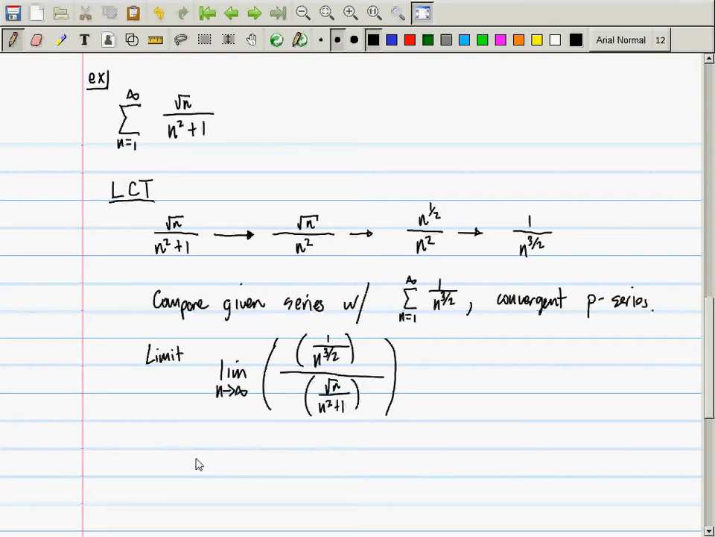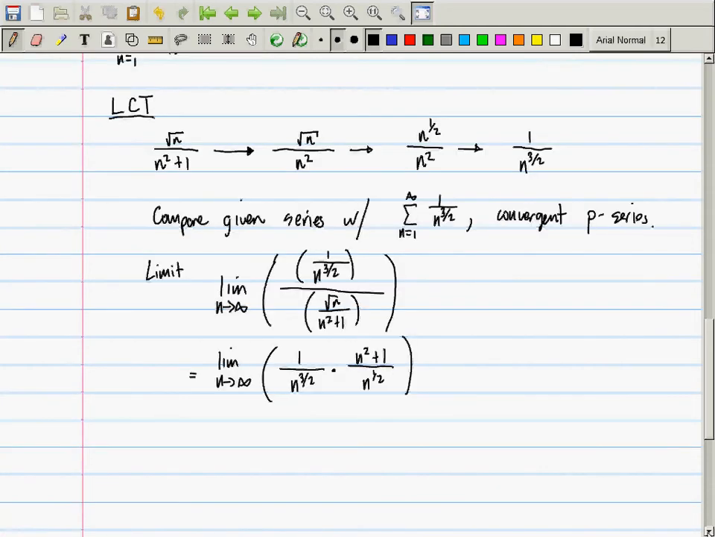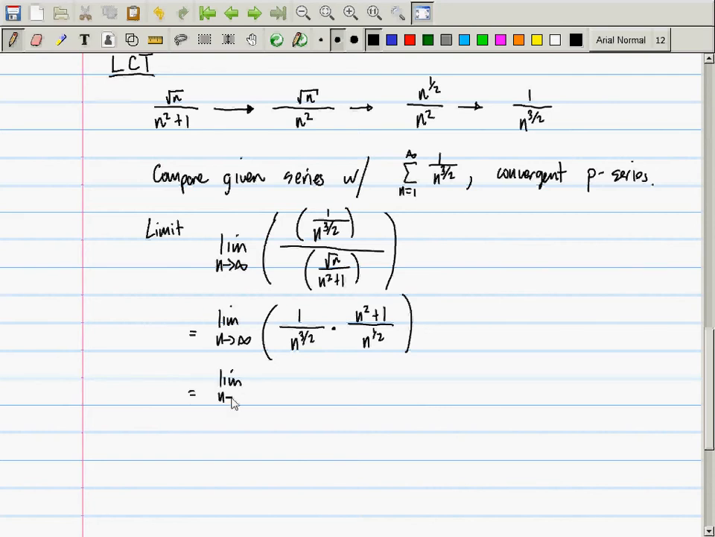Now division by a fraction is the same as multiplication by its reciprocal, so the limit as n goes to infinity of 1 over n to the 3 halves multiplied by n squared plus 1 over n to the 1 half. So this is equal to the limit as n goes to infinity. In the numerator, n squared plus 1. In the denominator, n to the 3 halves multiplied by n to the 1 half. So I have two things of the same base, so you add the exponents. 3 halves plus 1 half is 4 halves, which is 2. So n squared. So this is the limit as n goes to infinity of 1 plus 1 over n squared. So this is obviously equal to what? 1.